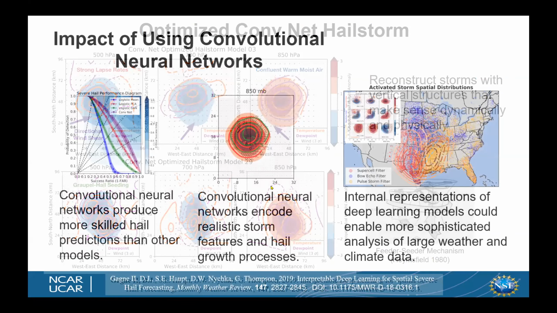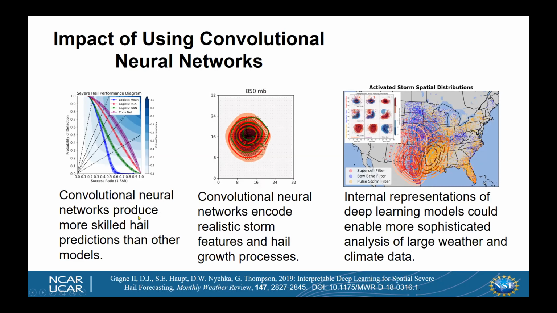Now, when you use these convolutional nets, it allows you to make a more skilled hail prediction. It allows you to encode the type of features of a storm that are going to produce that. And also, it allows an internal representation that could enable a more sophisticated way of looking at these large weather and climate data patterns. For more details, look at David John's paper that came out last year.